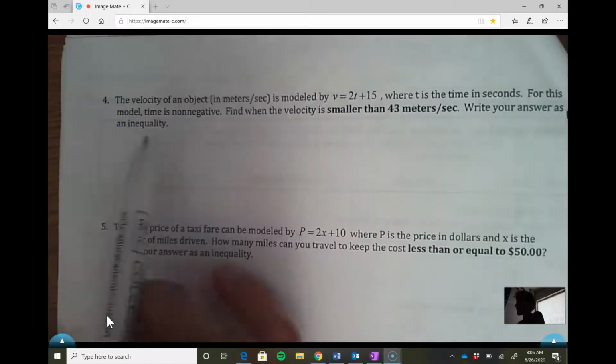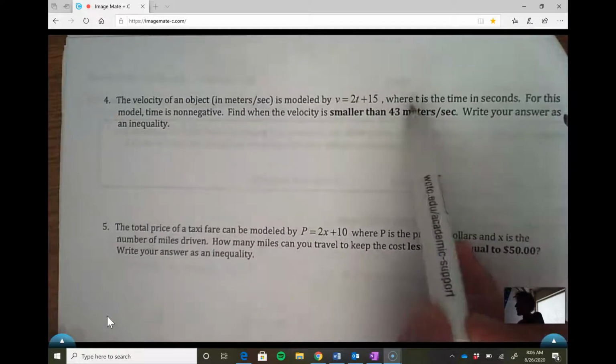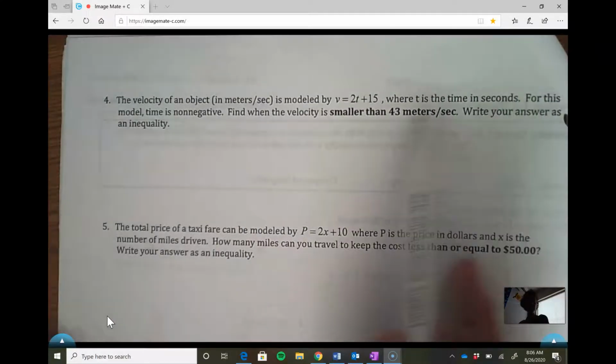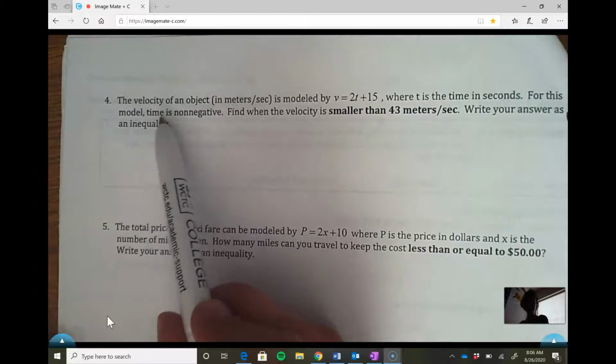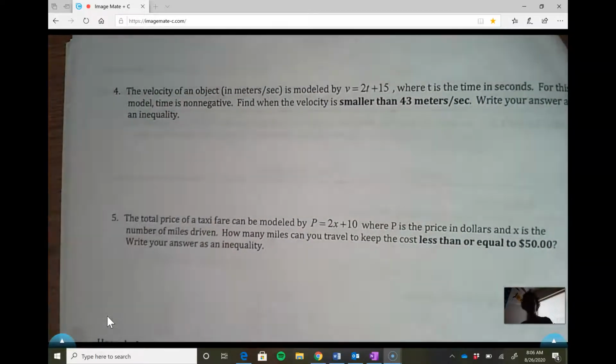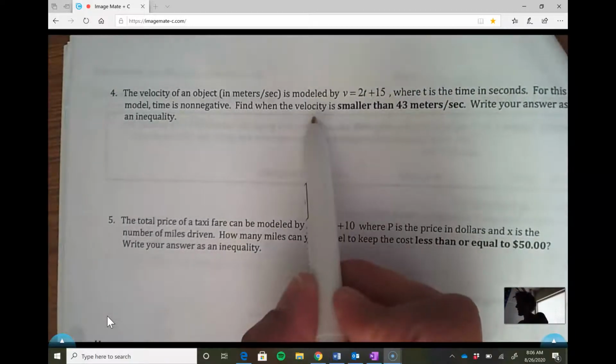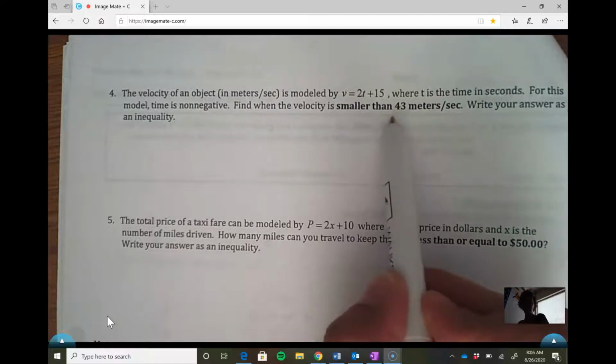All right, let's keep going on. A little bit on the back. So just a few more word problems. So the velocity of an object is modeled by, here's the equation, where t is the time in seconds. And for this model, time is non-negative, which is saying time is positive. We can't have negative time. So that's just a reminder. And we're going to find when the velocity is less than this 43.